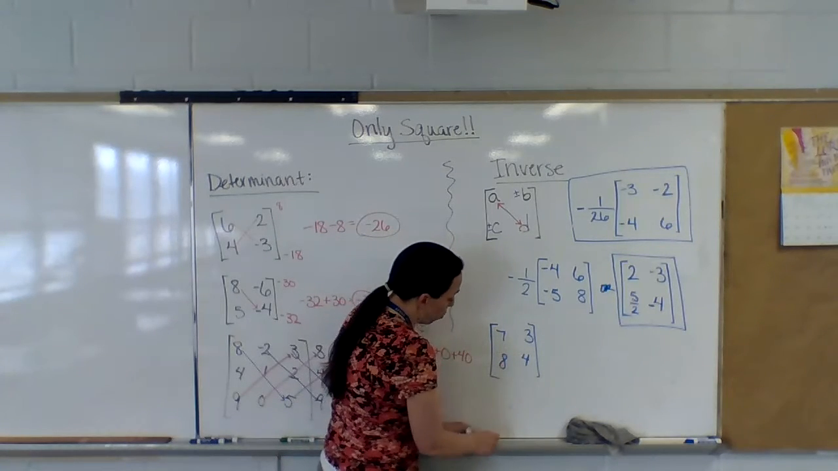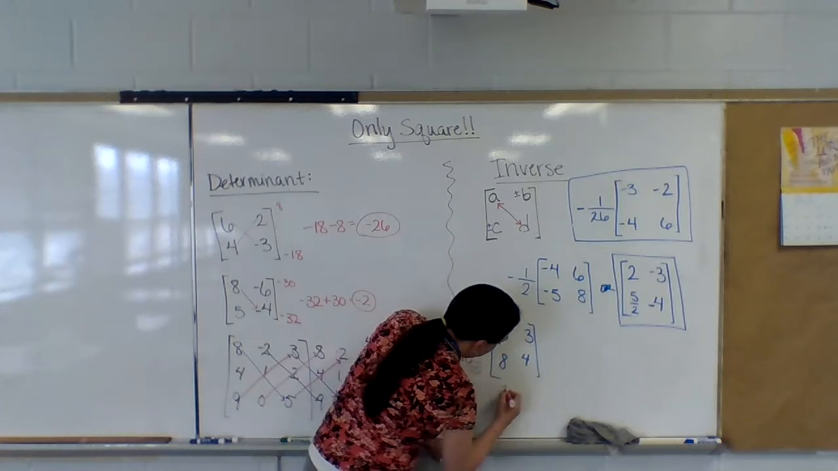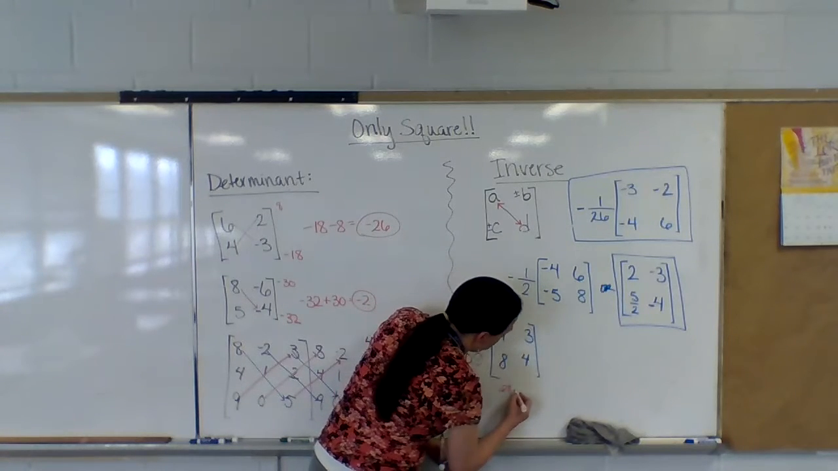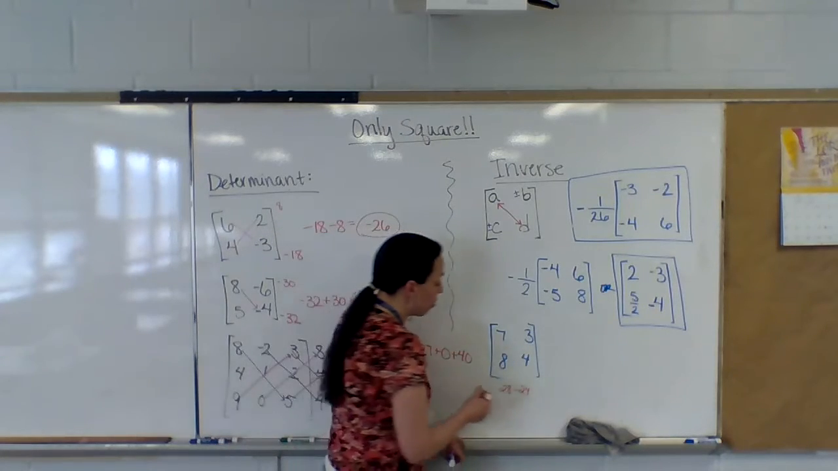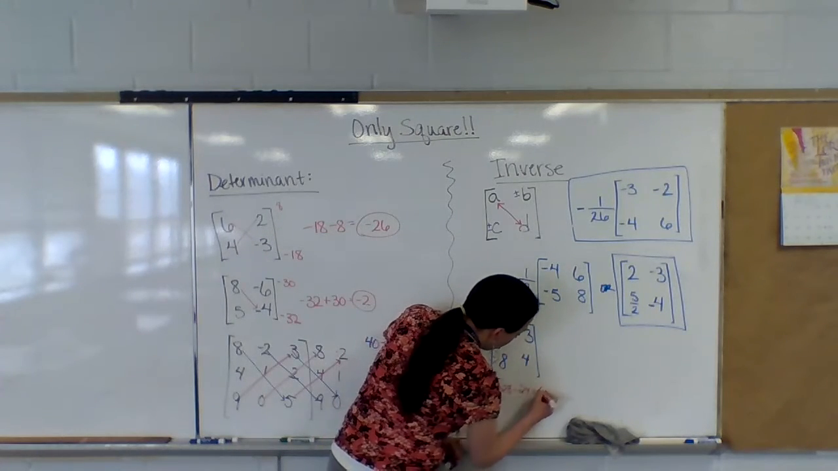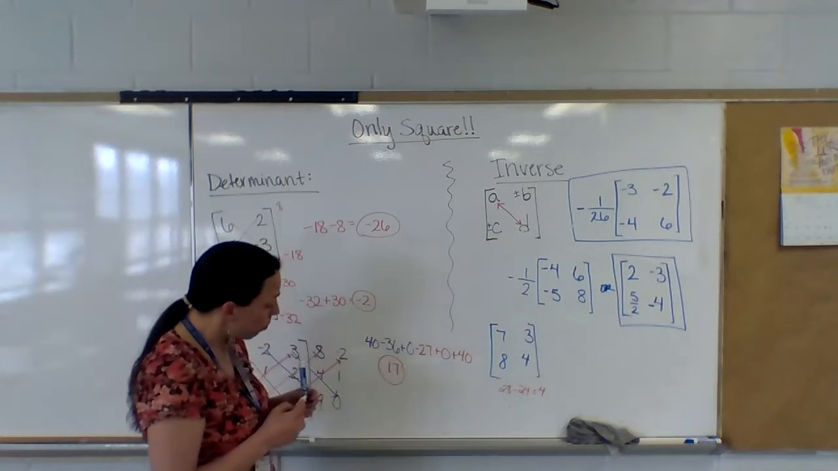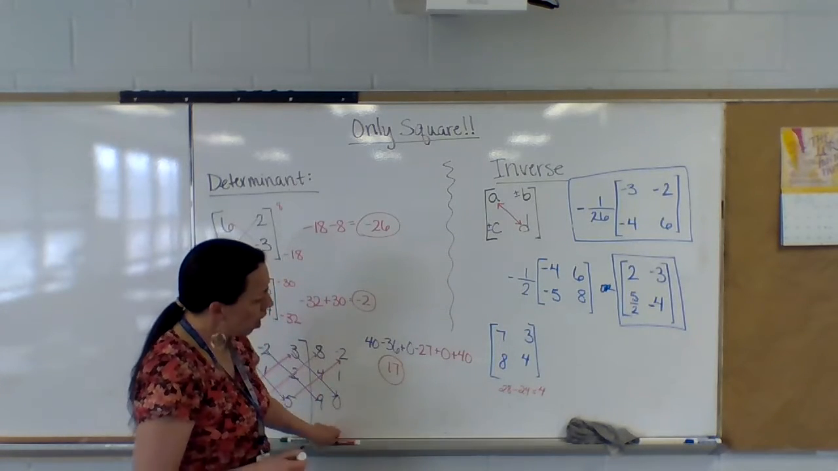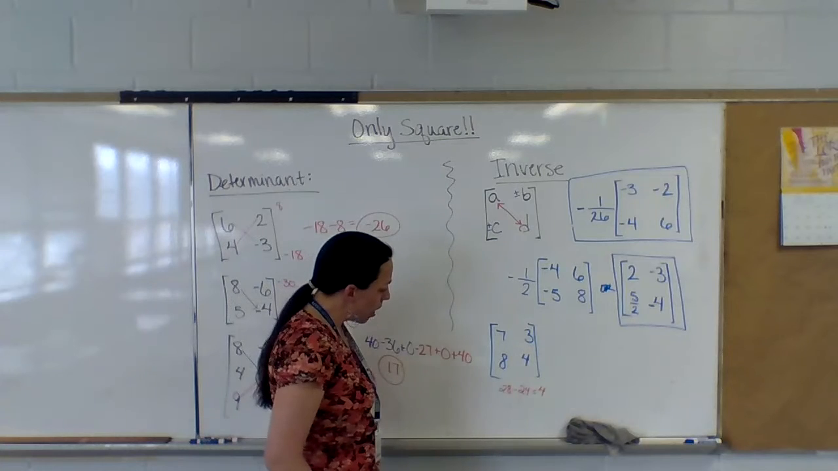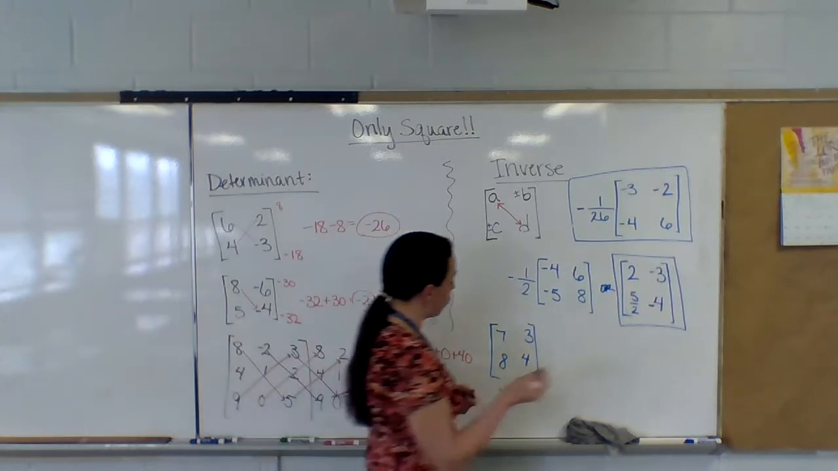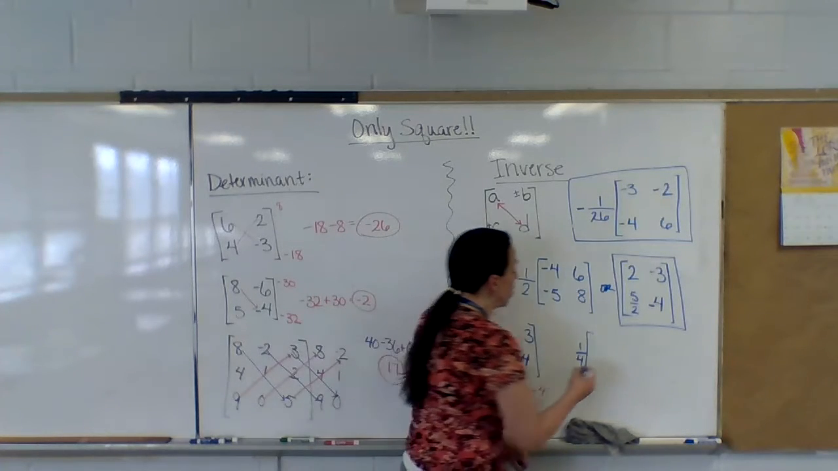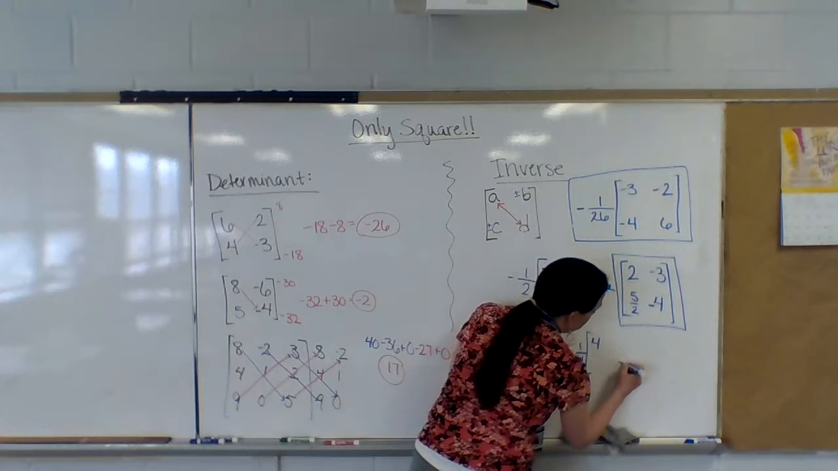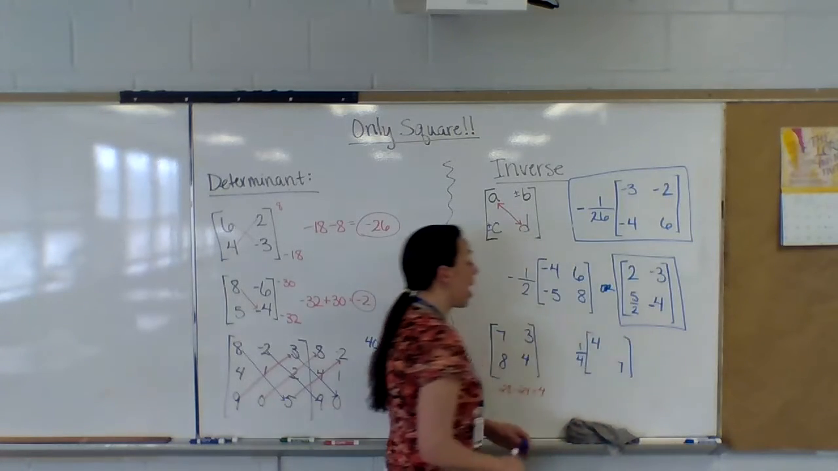4 times 7 is 28. 8 times 3 is 24, but since I'm multiplying up, I'm going to have to switch it. 28 minus 24, I believe, gives you positive 4. All right, so we have 28 minus 24. Our determinant was 4. So out in front, we're going to write 1/4. Let's flip things around. The 4 comes up top. The 7 goes to the bottom end.